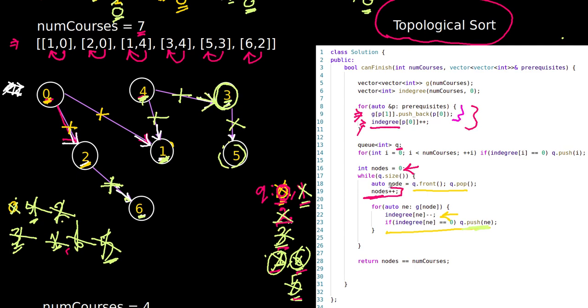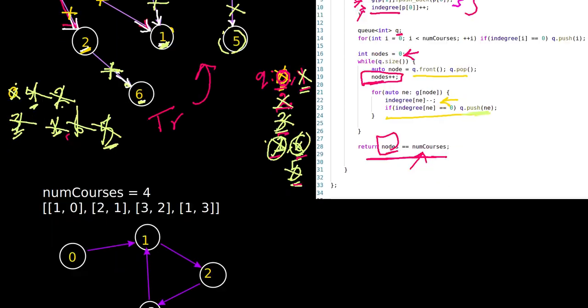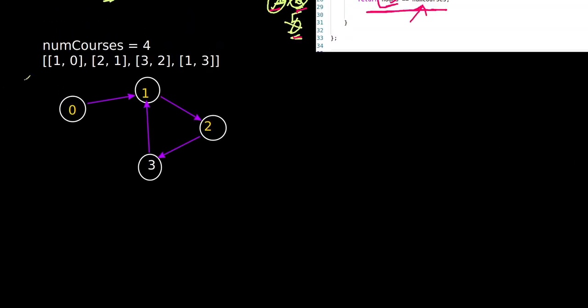So at the end, this counter will be equal to the number of courses, and if it's equal, we return true. For this example, the answer is true because there is no cycle in this graph, and this algorithm can detect a cycle by having this counter. If this counter at the end is equal to the number of nodes, we return true, otherwise we return false. Let's take another example.